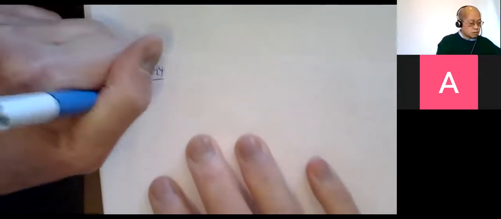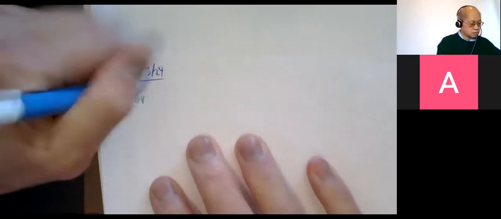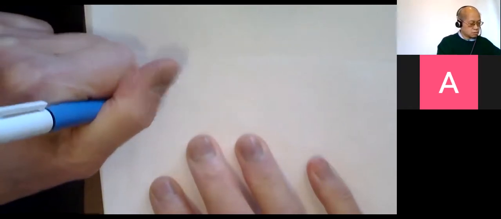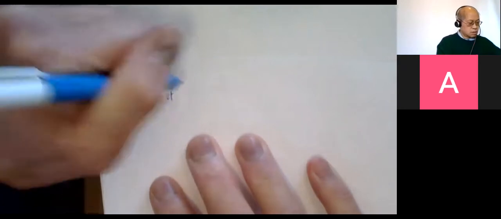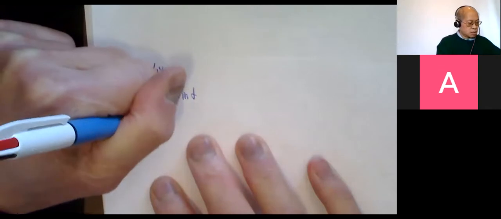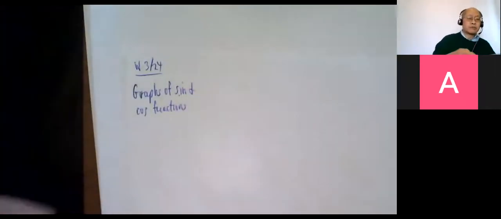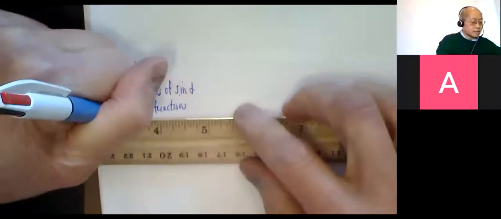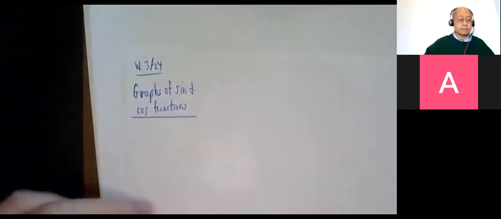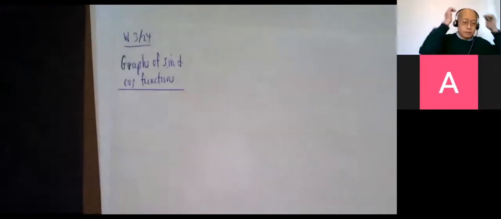So here are some background. So some review, some new stuff. Okay, so graphs of sine and cosine functions. Okay, now again, the way I'm going to present it is different than the text. There's nothing wrong with the text, but I think it's easier to do it my way, obviously. So I want you to get comfortable with my way.